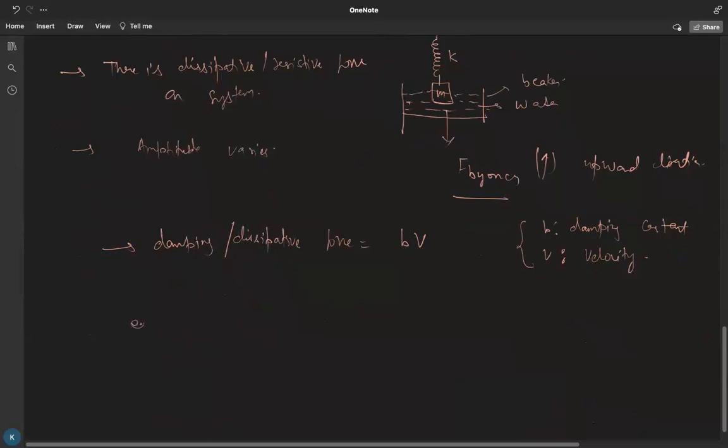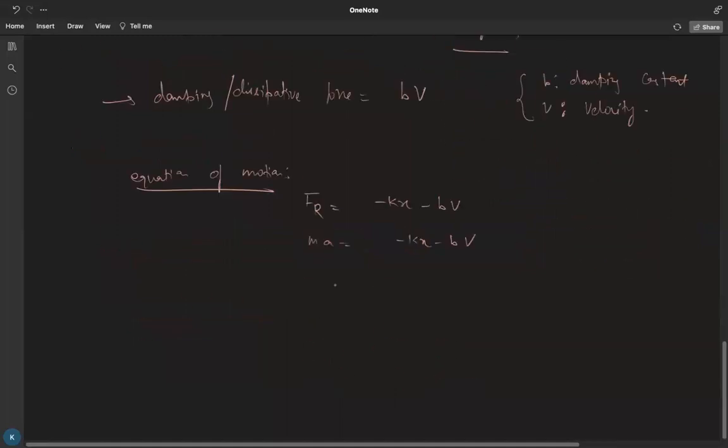Now let me write the equation of motion here. Equation of motion, you can write it as: we have restoring force equal to minus kx, because the spring force is acting, but there is also a force known as damping force, right? So we can write ma is equal to minus kx minus bv. So here we can write acceleration as minus k by m into x minus b by m into v. We are just dividing the left hand side and right hand side by m, right?